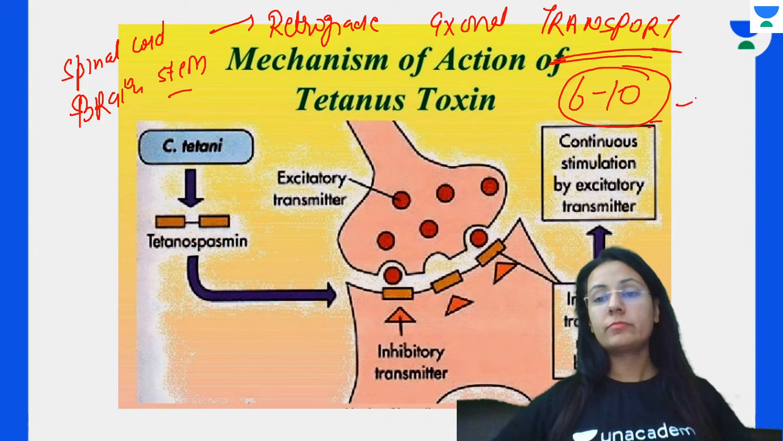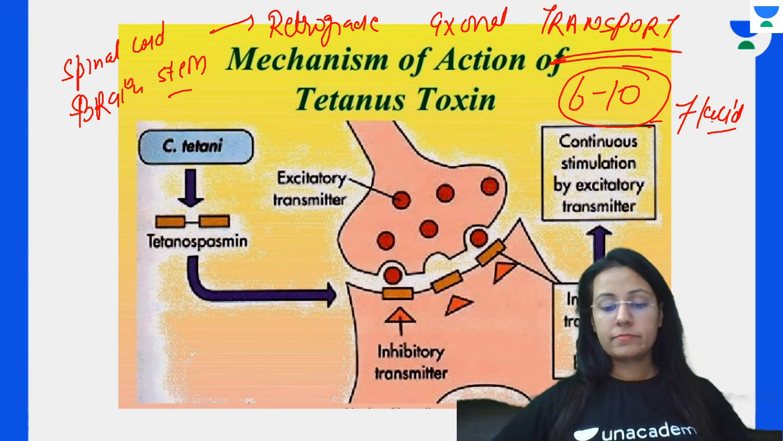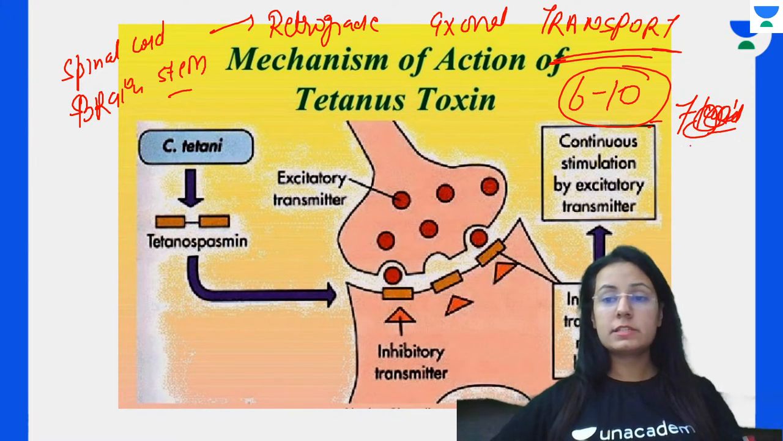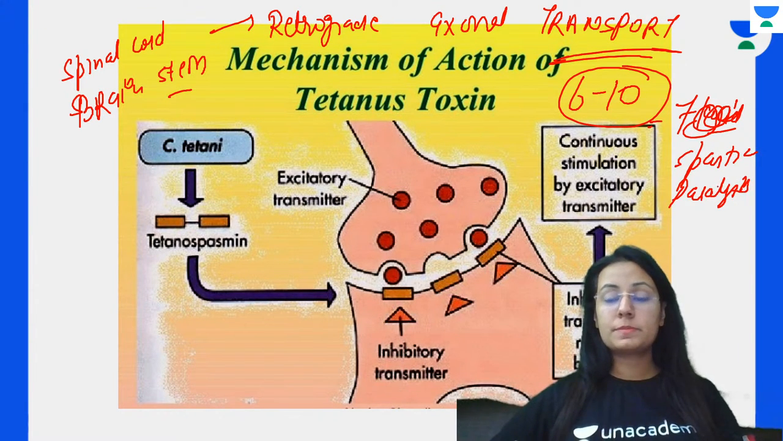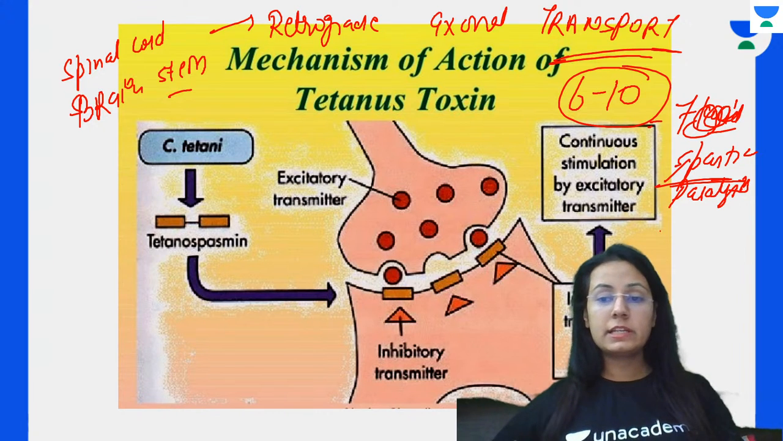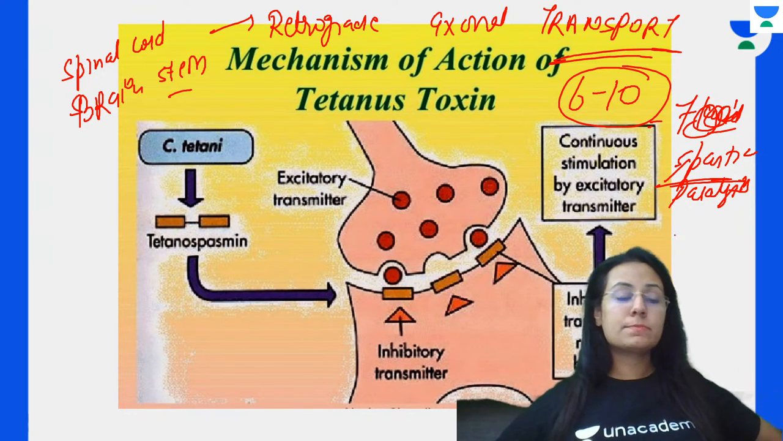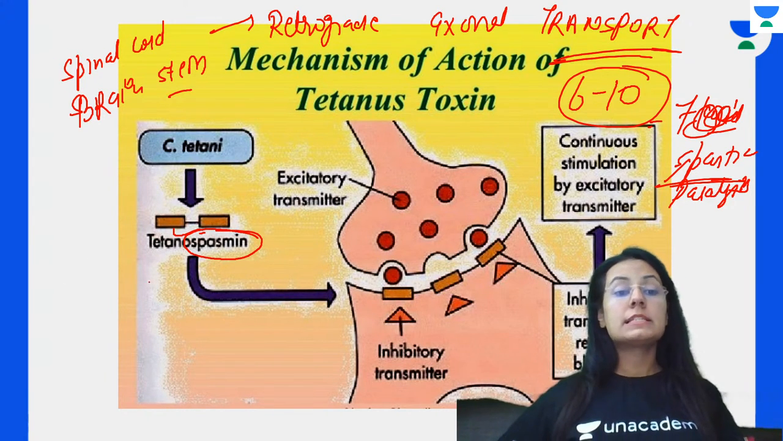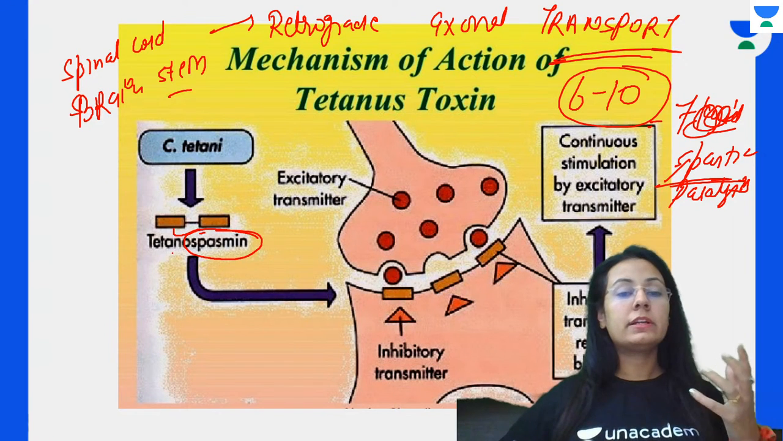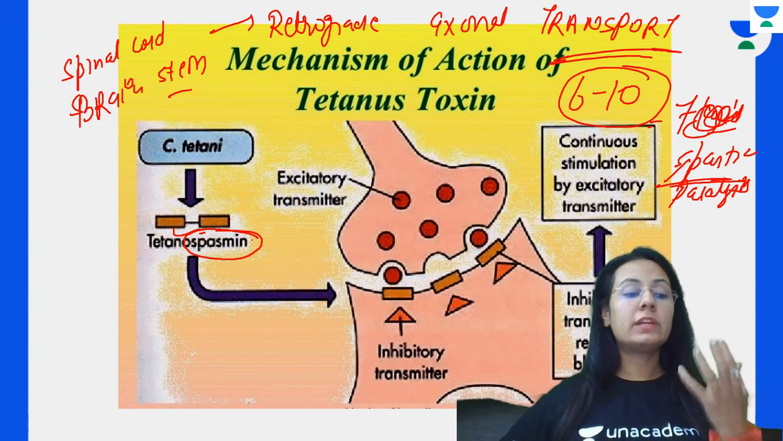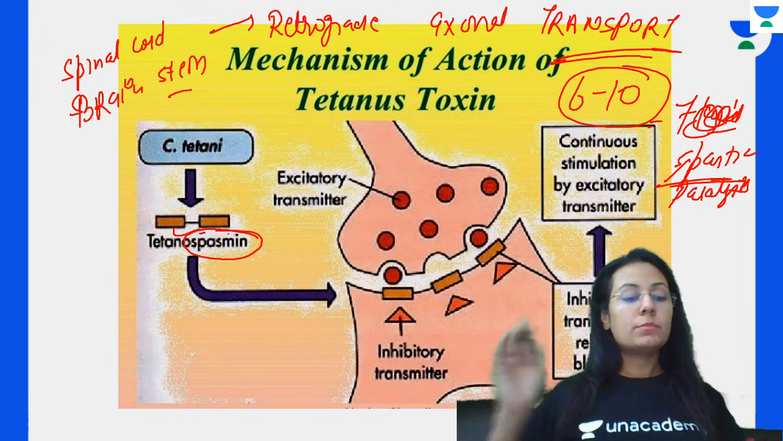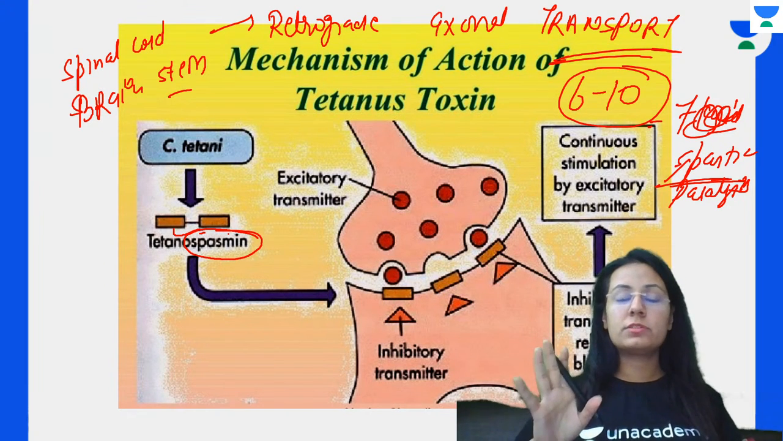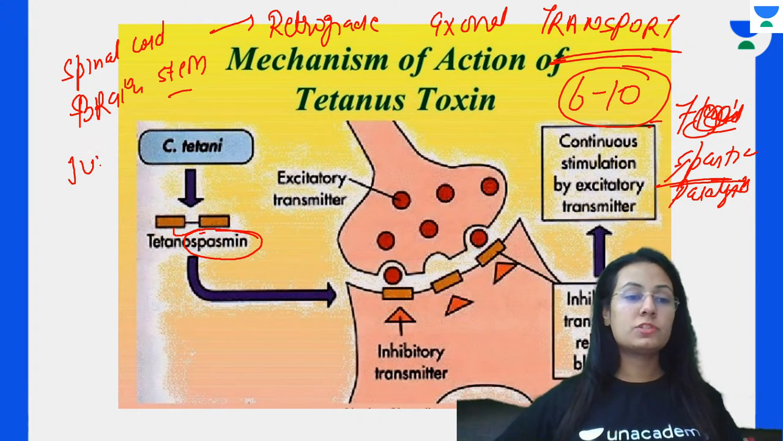Causing what? Spastic paralysis. You can remember it is tetanospasmin that is causing the spasticity. Spastic paralysis is due to the inhibition of the inhibitory neurotransmitters. The most common tetanus is the juvenile.